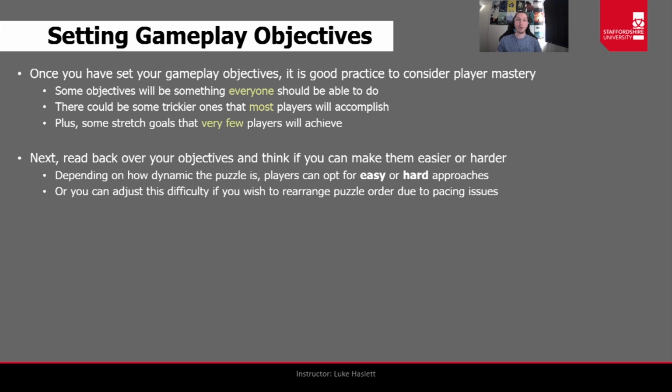Next, read back over your objectives and think about how you could make them easier or harder. Now, depending on how dynamic your puzzle is, players could opt for an easy or hard approach to the puzzle. And if you can adjust this difficulty, that means you may be able to rearrange the puzzles in a different order in case there are issues later on with pacing.